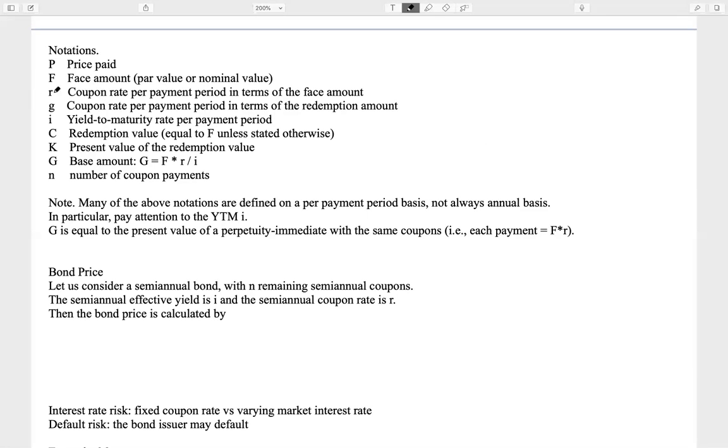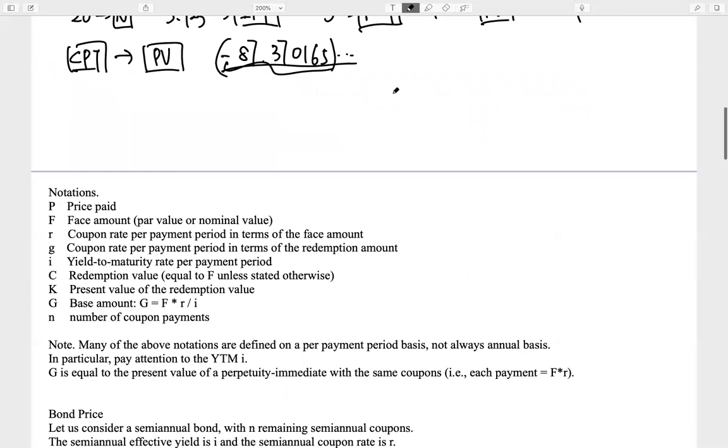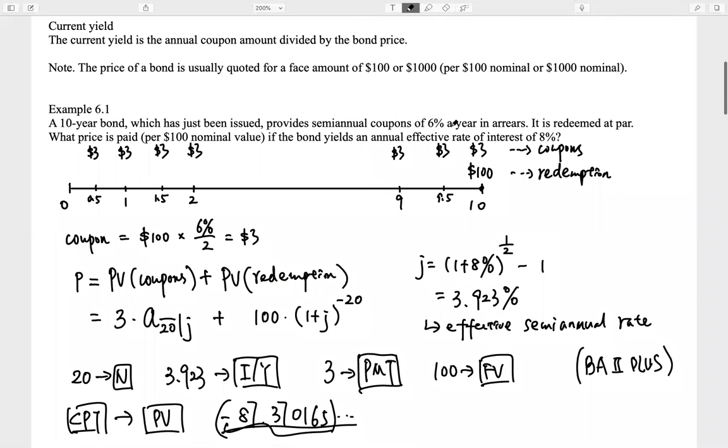This is no longer the interest rate. This is the coupon rate, very important, per payment period. So in our previous example, it's going to be semi-annually because it's paid semi-annually. So this is the coupon rate per payment period. So in this example, r is not 6%, r is actually 3% because you need to convert this semi-annually.